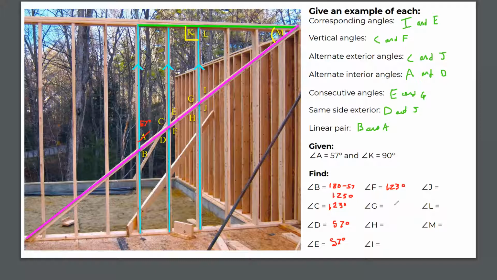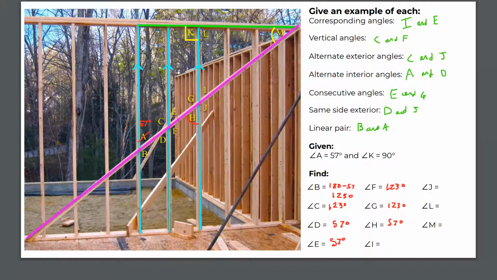G corresponds to C, so that one's going to be 123 degrees. Also, it's alternate interior with F. H is a linear pair, alternate interior with E. That makes it, you got it, 57 degrees. You'll notice in the picture, all the ones that are 57 degrees so far are the ones that are acute, and all the ones that are 123 degrees so far are the ones that are obtuse.